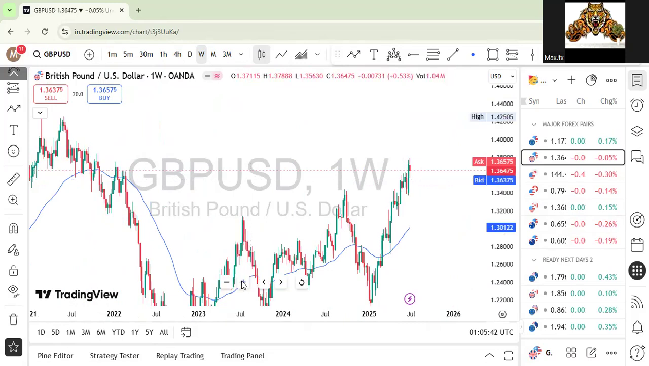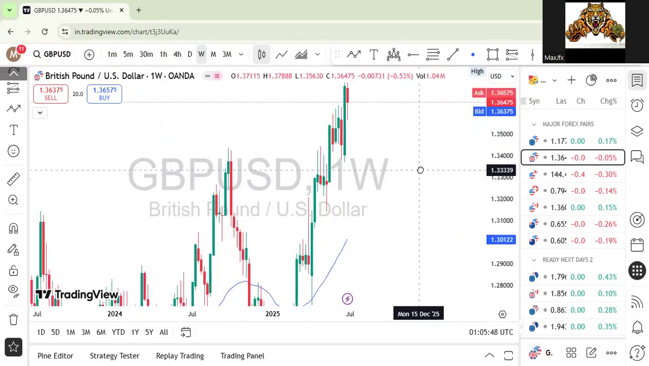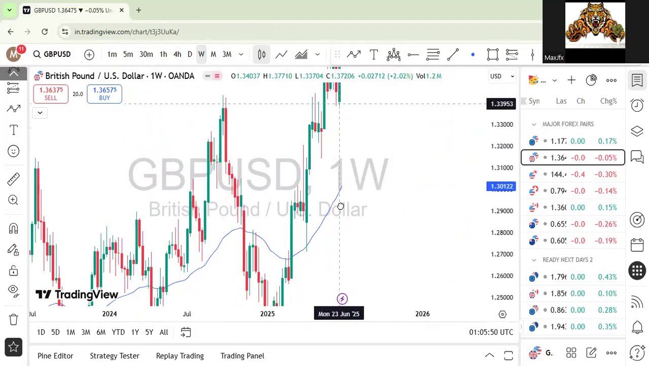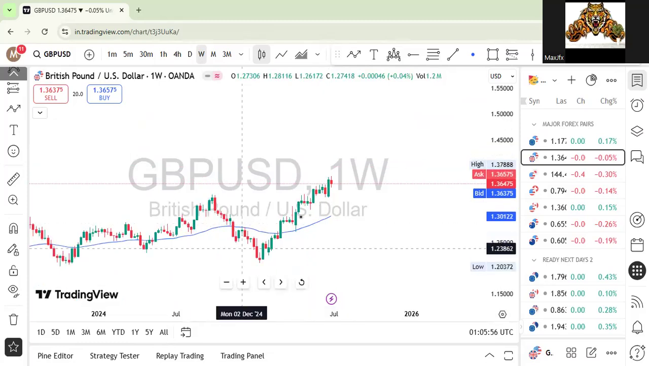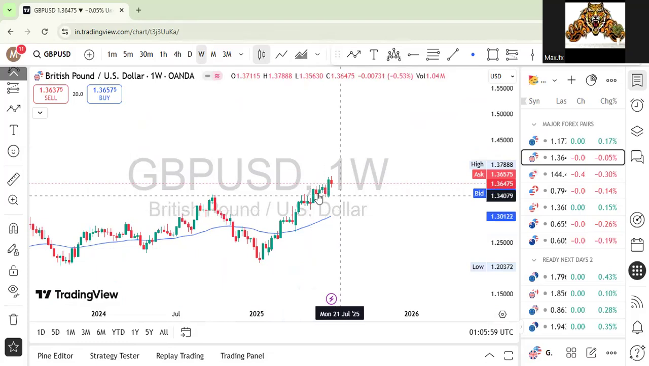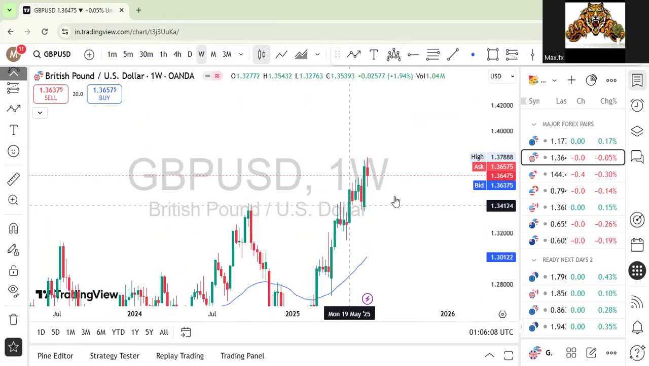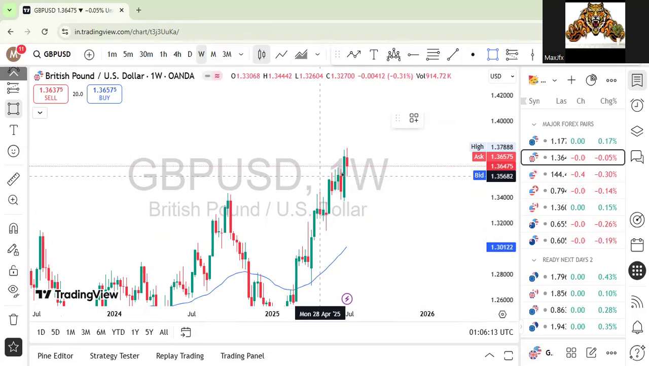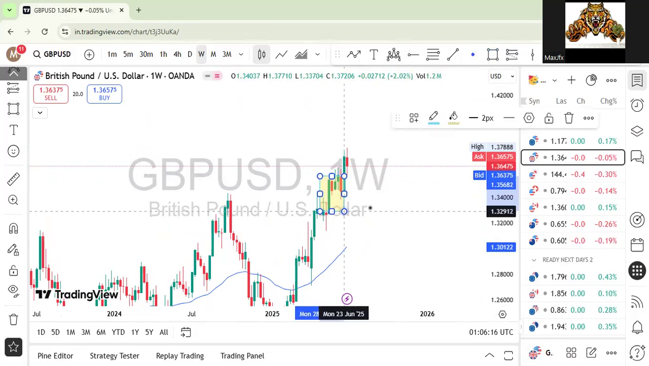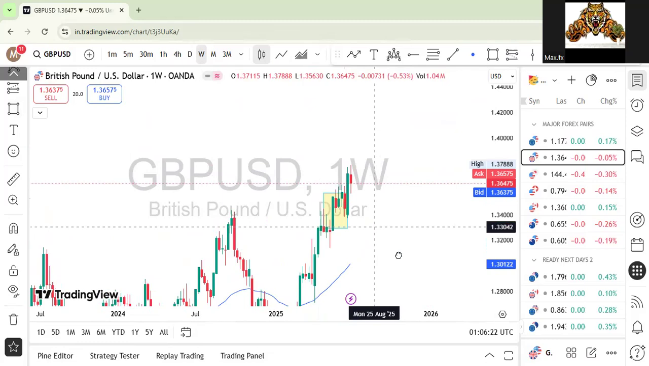Okay, so the weekly. You can see this nice move right up. You can see it's making some small retracements, very small retracements. So you are just going to look at what price did here and anticipate the same thing. The price action right here, the same thing is going to happen right here. So that's what we are going to do.